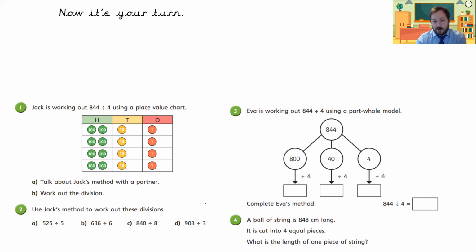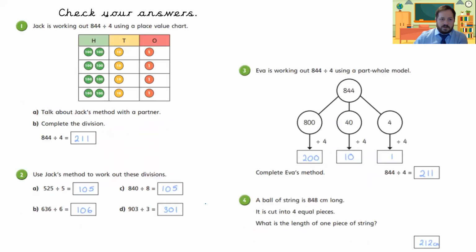Okay, our answers for these questions. First off, Jack is working out 844 divided by 4. Now, first off, we know that each of these numbers is divisible by 4, so it should be nice and straightforward. There's our 800 split 4 ways, 200 in each, because 8 divided by 4 is 2. Then we've got 40, so 4 divided by 4 is 1, so 10 in each. And then 4 divided by 4 is 1 in each.